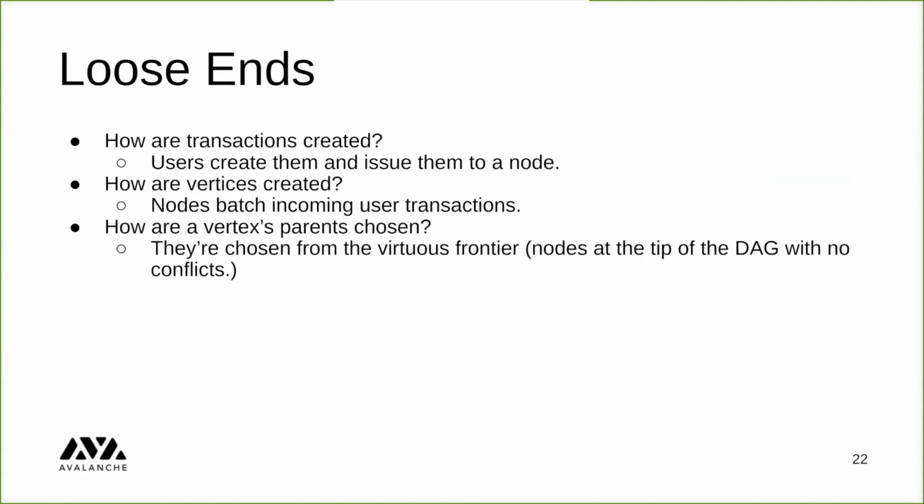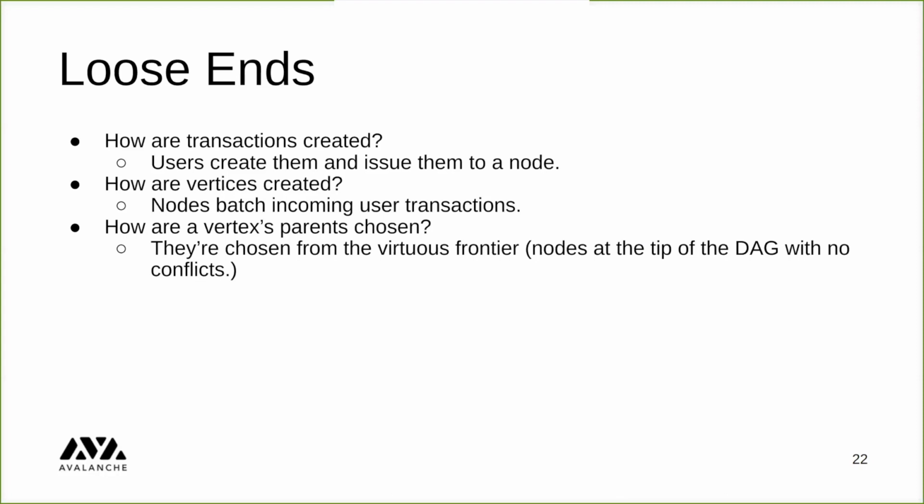A few other loose ends to wrap up. How are transactions created? Good question. So users cause transactions to be created either by issuing an API call to a node or just issuing a send or an issue transaction call to a node. Maybe if you've created the transaction manually using our JavaScript library or something, for example. How are vertices created? So nodes will batch the incoming user transactions into a vertex and query the network about it, and it'll get added to the DAG that way.